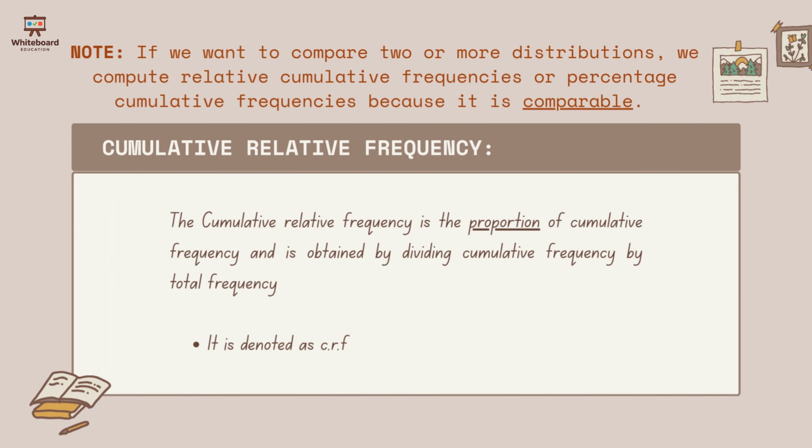Next is cumulative relative frequency. The cumulative relative frequency is the proportion of cumulative frequency and is obtained by dividing cumulative frequency by total frequency. It is denoted as c.r.f.